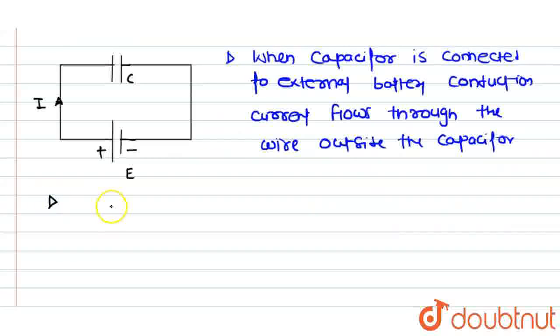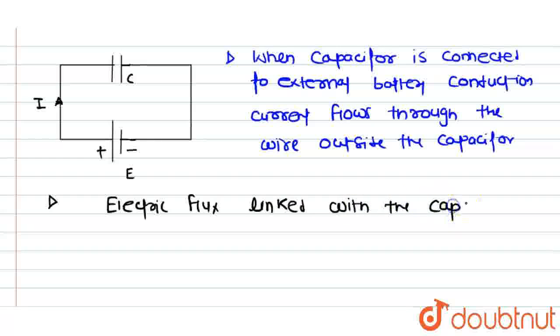Therefore, the electric flux linked with the capacitor is phi E is equal to electric field intensity, that is E into A, that is area of the capacitor.